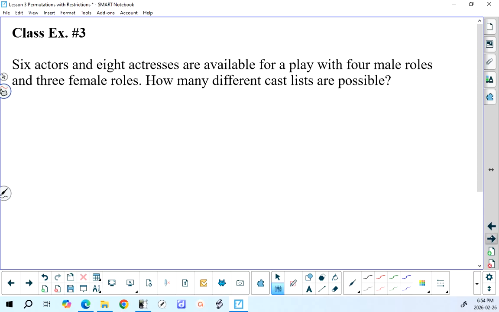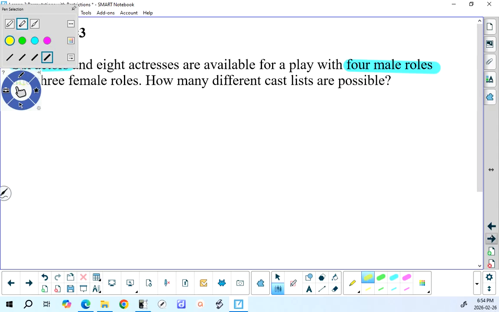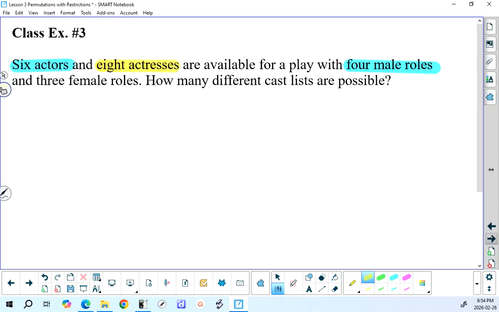All right, class example 3, 6 actors and 8 actresses are available for a play in which there are 4 male roles and 3 female roles. Although this is extremely outdated, what we are assuming here is that the actors are going to be used to fill the male roles and the, quote, actresses are going to be used to fill the female roles.